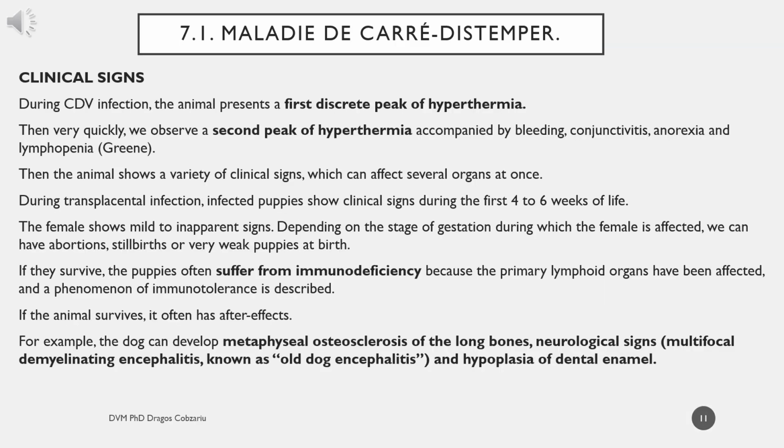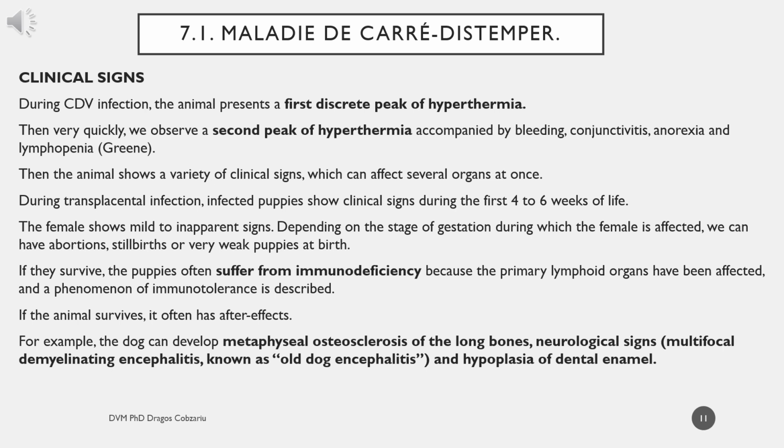Clinical signs. During CDV infection, the animal presents a first discrete peak of hypothermia. Then very quickly, we observe a second peak of hypothermia accompanied by bleeding, conjunctivitis, anorexia and lymphopenia, green. Then the animal shows a variety of clinical signs, which can affect several organs at once.